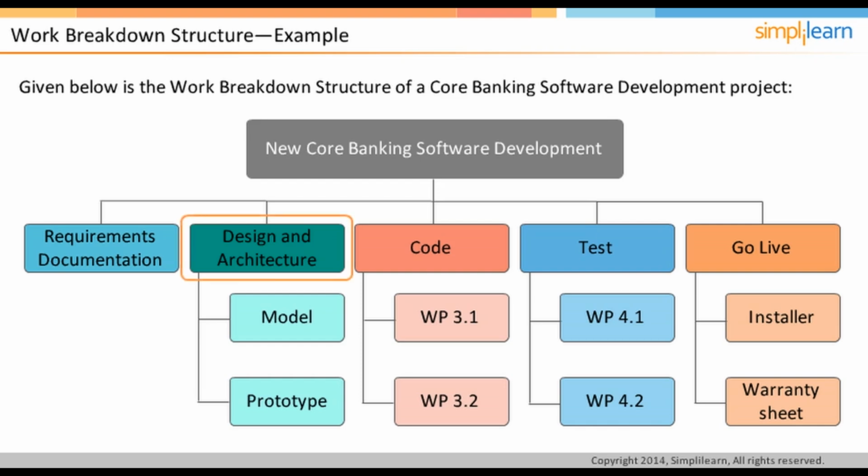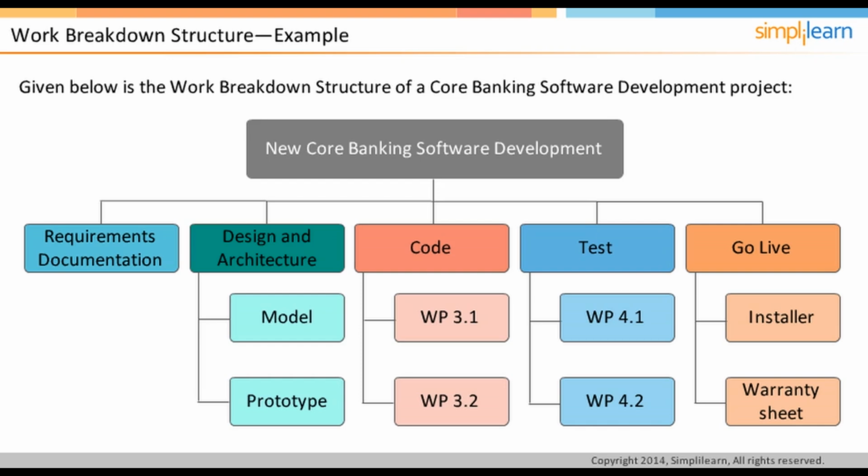It also helps to estimate or assign the specific work packages to team members or groups. The design and architecture has been decomposed to model and prototype. Similarly, code is decomposed into work package 3.1 and 3.2, test into work package 4.1 and 4.2, and go live into product installer and warranty sheet. WP 3.1 can be represented as Model 1 and WP 3.2 as Model 2. Similarly, WP 4.1 may be test strategy document and WP 4.2 a test plan document. The number here indicates work breakdown code.